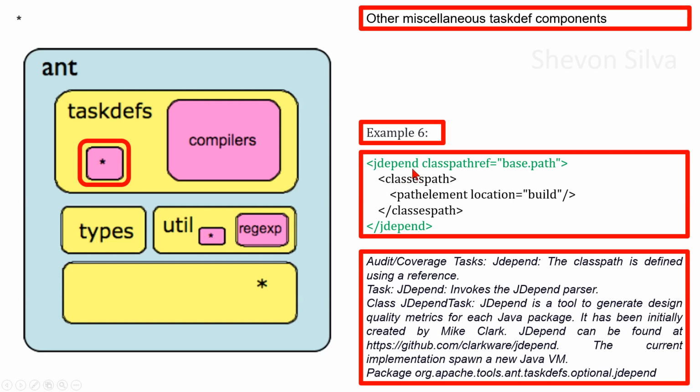Here invoke JDepend on the build directory, writing the output on the standard output. The class path is defined using a reference.